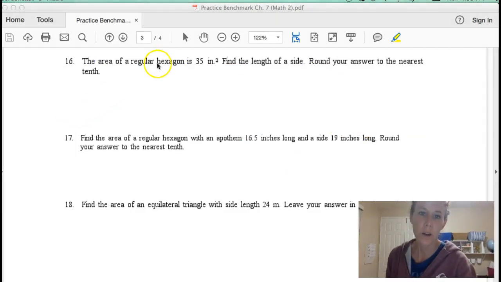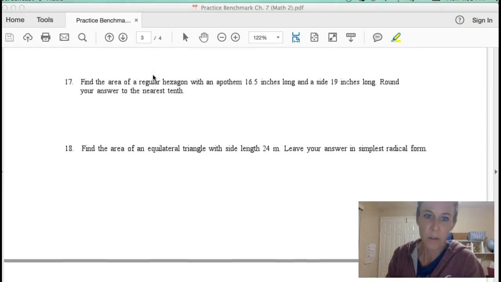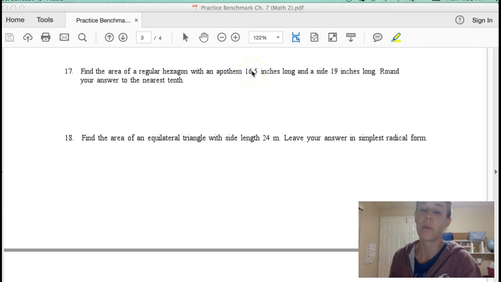Okay, we're going to find the area of a regular hexagon. Find the area of the regular hexagon with the apothem 16.5 inches long, a side 19 inches long, round to the nearest tenth. So you can go ahead and draw this one if you want, or you can just remember the formula. Area of a regular polygon is 1/2 times the apothem times the perimeter. And we have everything we need here.